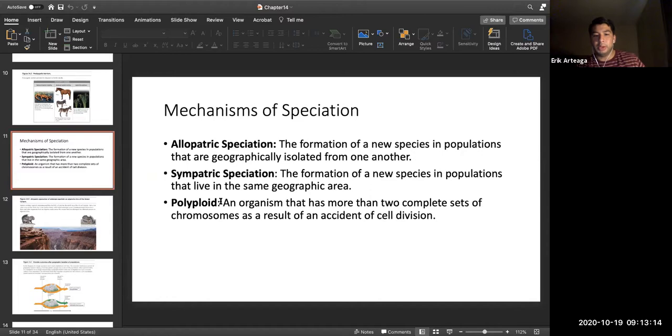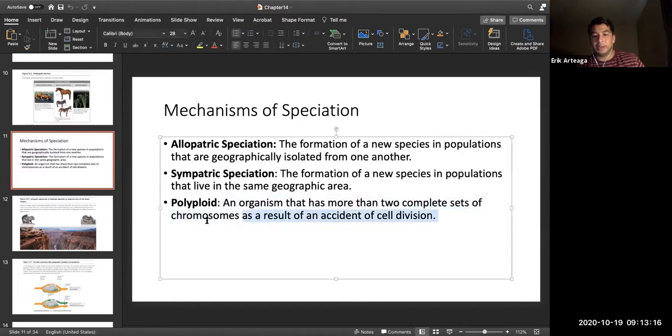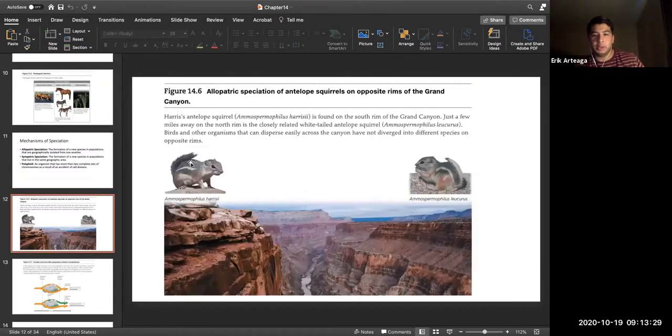Okay, polyploidy. So this is a random event that occurs especially in plants, where an organism has more than one set of chromosomes, more than two sets of chromosomes rather. Okay, so multiple chromosomes might prevent them from breeding. Okay, allopatric speciation, right? Squirrels.